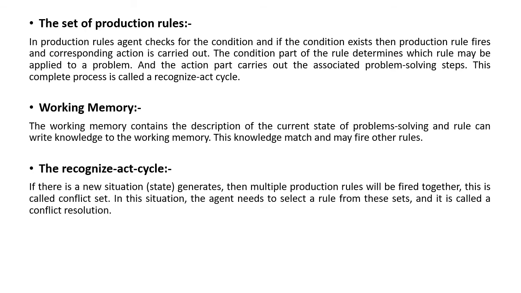And the third one is the recognize-act cycle. If there is a new situation, meaning a new state is generated, then multiple production rules will be fired together. This is called the conflict set. In this situation, the agent needs to select a rule from this set, and this is called conflict resolution. So these are the three parts of production rules.